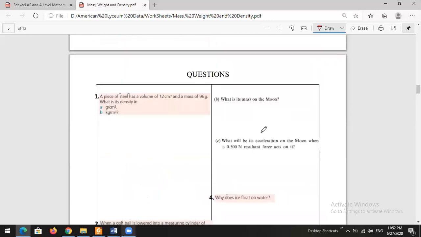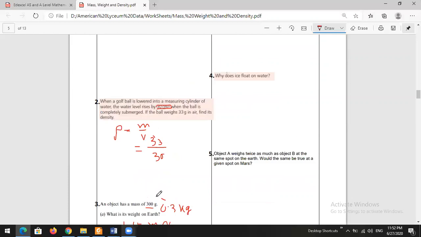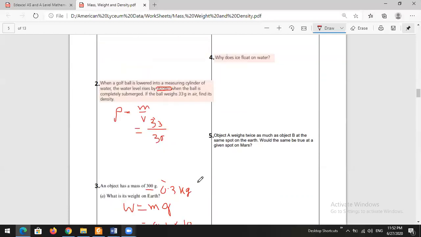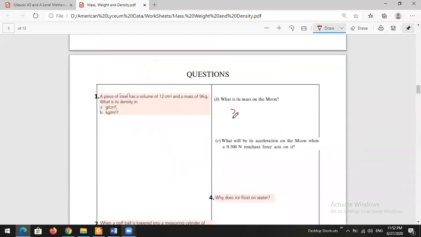Similarly, part B, what is the mass on the moon? So mass remains always constant, so mass won't change. It will remain 300 gram. And what will be its acceleration on the moon when 0.5 newton resultant force is acting on it? So F is equal to ma. Mass remains constant, so acceleration will be F over m.